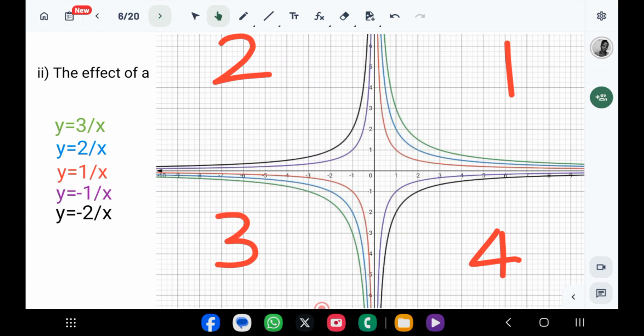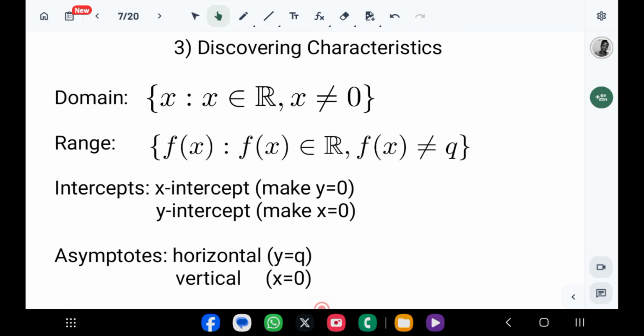That's the effect of a. Now let's discover the characteristics. Your domain is all real numbers, except for when x equals 0. That's the only one.